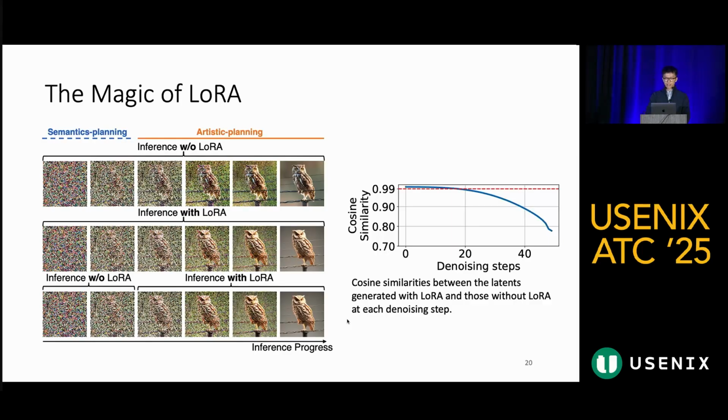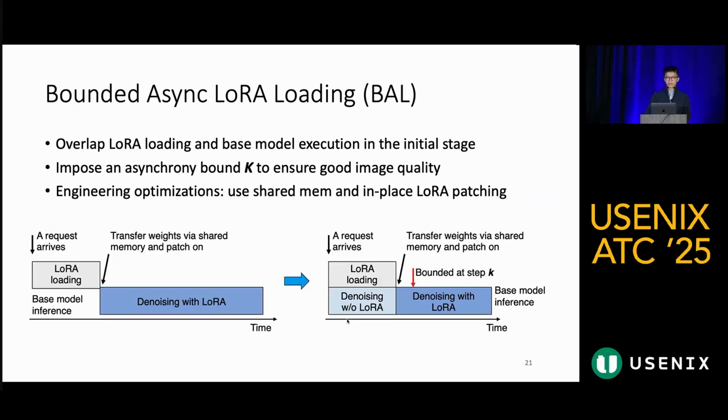So in image generation, the initial denoising steps constitute a semantic parsing stage, wherein the model determines the image composition and layout. However, LoRA largely determines the details and the styles of the image, so we can safely exclude it in the initial denoising stage. And driven by this observation, Katz overlaps LoRA loading with base model execution in the initial semantic parsing stage.